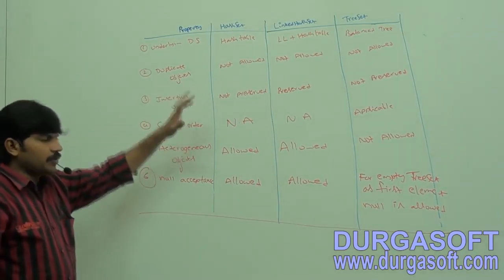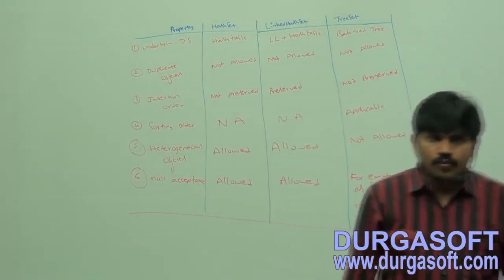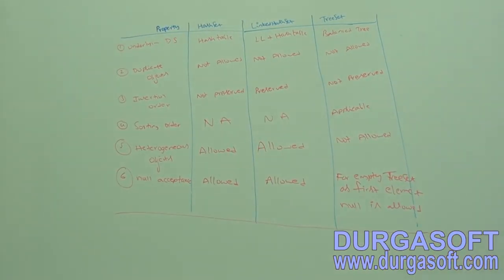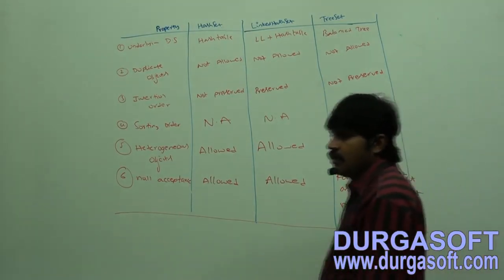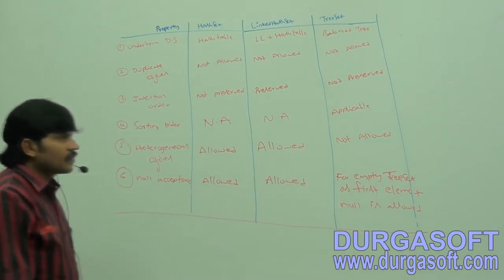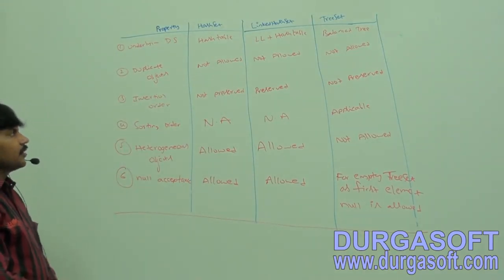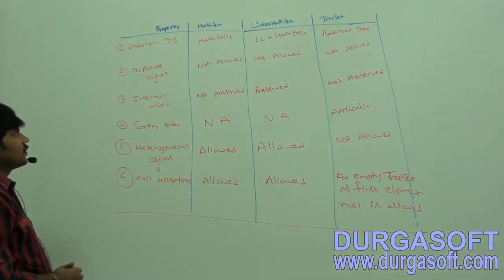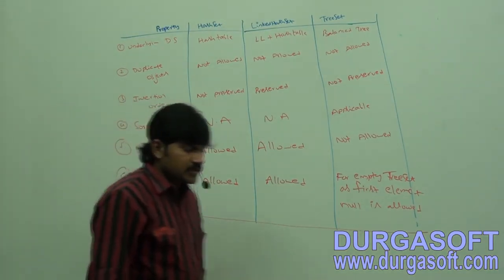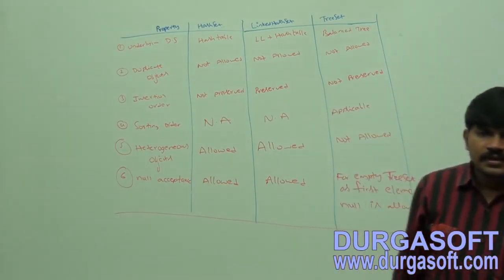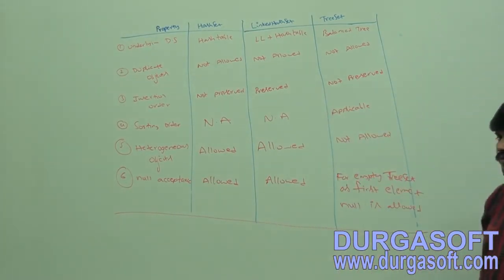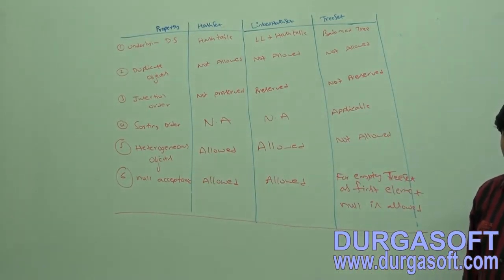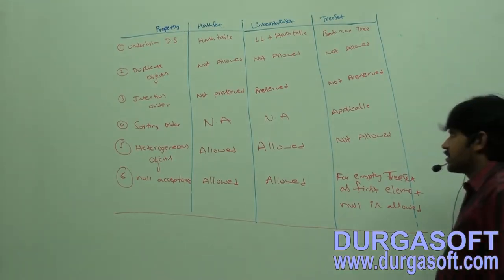Okay, take this table first, and then I will dictate the points. Property, hash set, linked hash set, last one tree set. First one, underlying data structure.